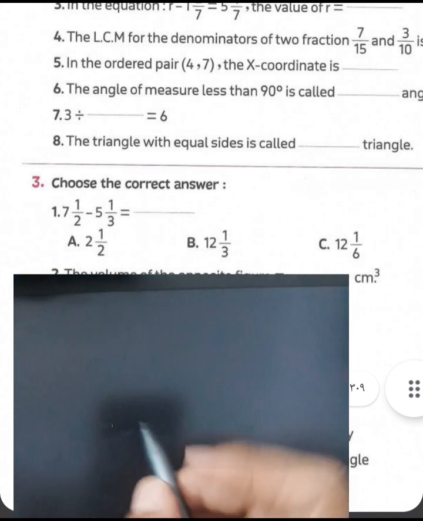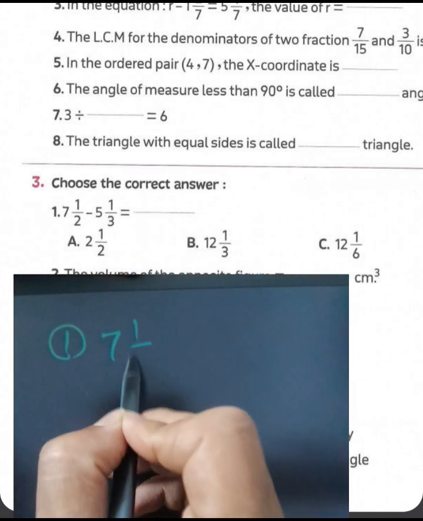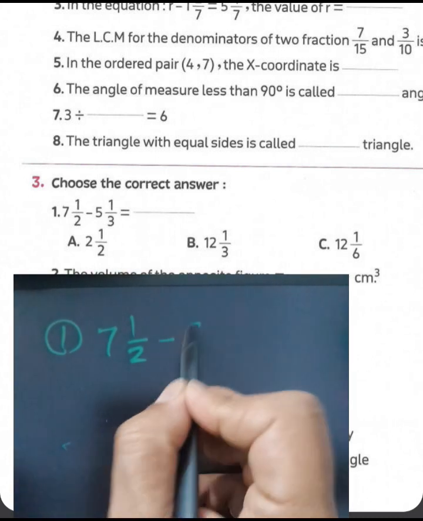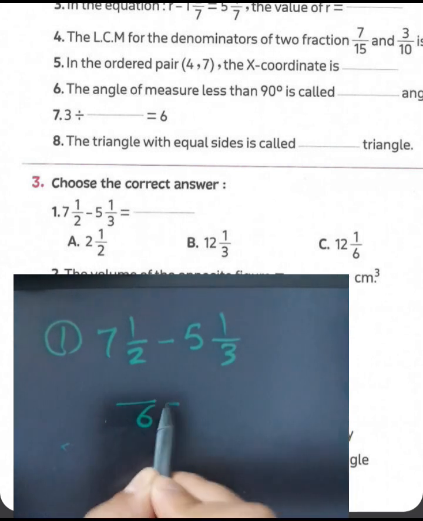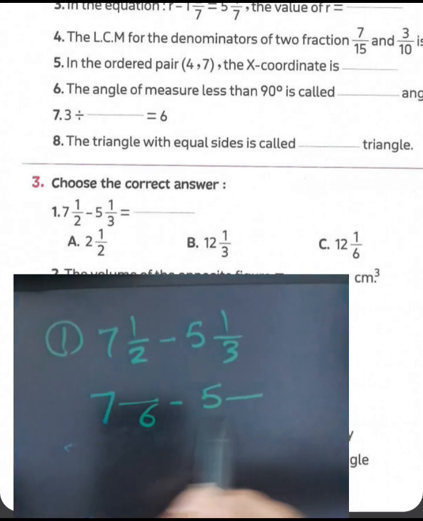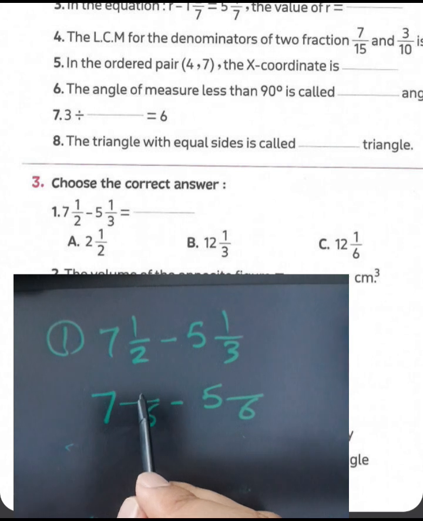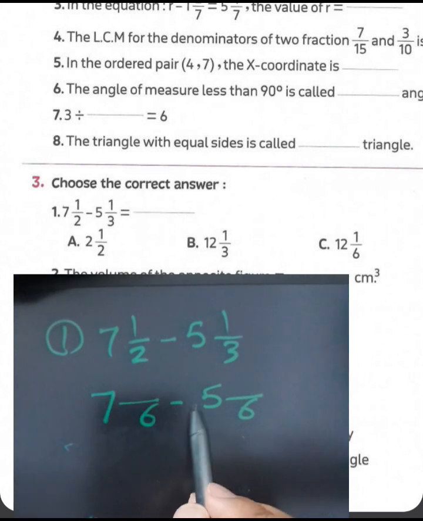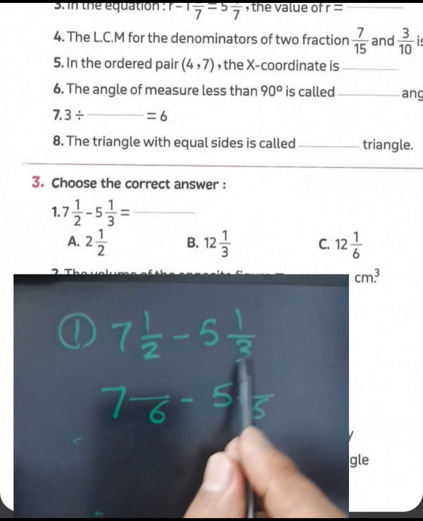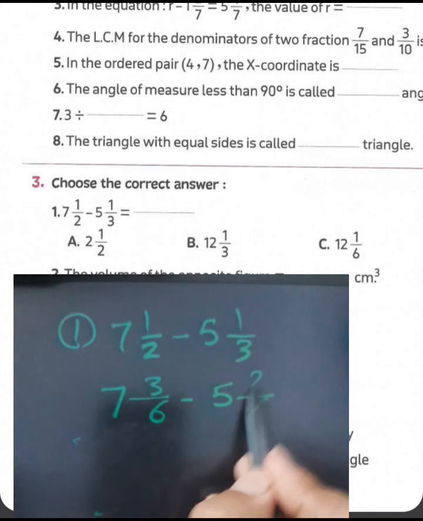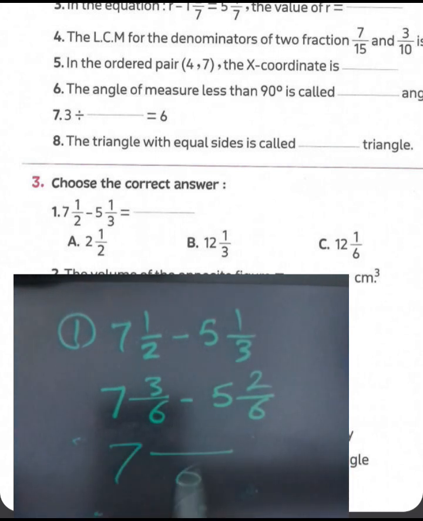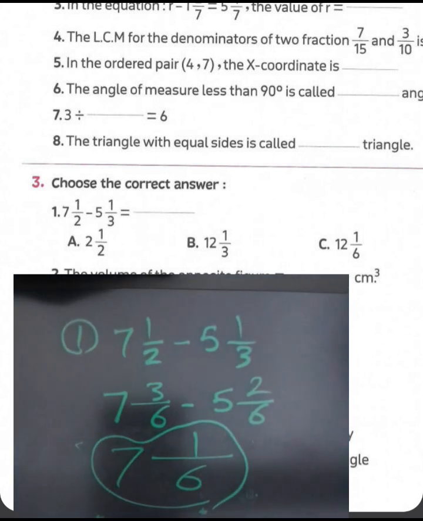Number 1. 7 and 5 over 6... subtract 5 and a third. We can find the least common multiple between the two numbers, which equals 6, because 3 and 2 are relatively prime numbers. Then 3 times 2 equals 6, 3 times 1 equals 3, 2 times 1 equals 2, the difference between them 3 minus 2 equals 1, then the result will be 7 and 1 over 6.